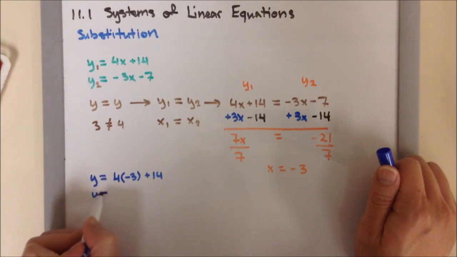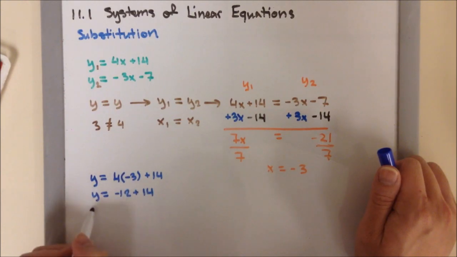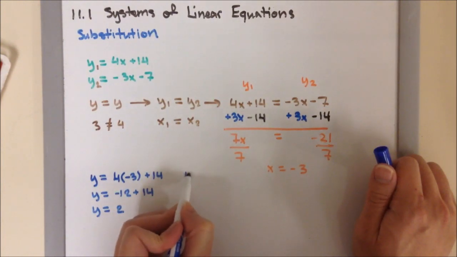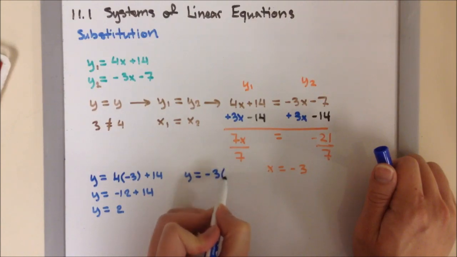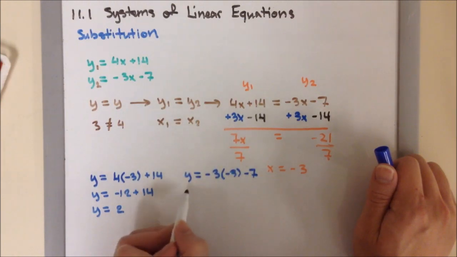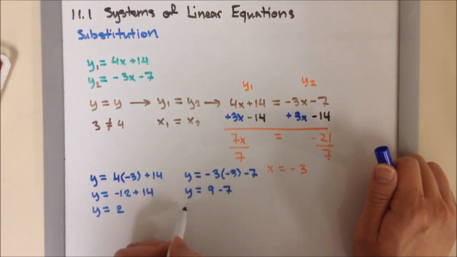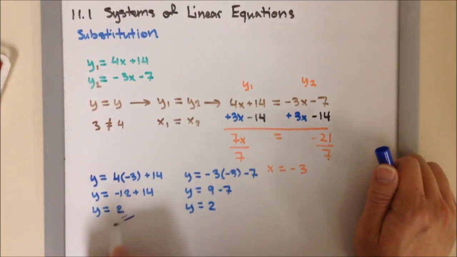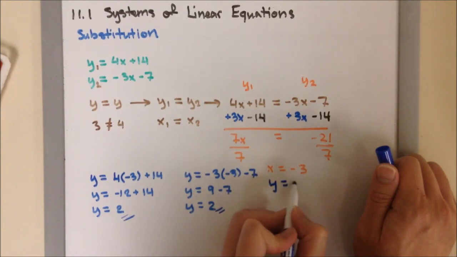So y is equal to 4 times negative 3, so that's negative 12 plus 14. So y is equal to 2. Negative 12 plus 14 is 2. Now let's say that you chose to use the second equation, which is fine. Plug in negative 3 for x. So negative 3 times negative 3 is a positive 9, and then minus 7. 9 minus 7 is 2. See how both of them are equal to the same number? So therefore, it works. So y equals 2.